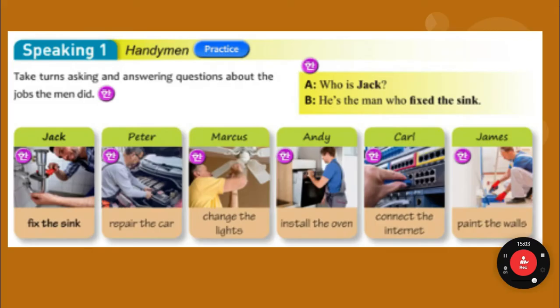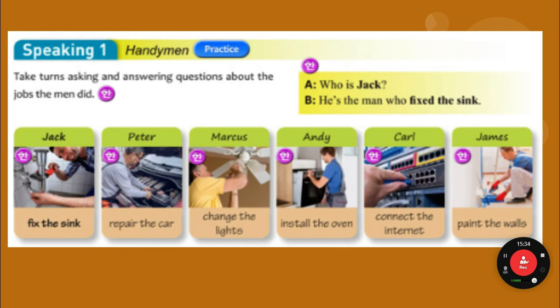Okay. Take turns asking and answering questions about the jobs men did. So somebody came in and fixed this person's house. It's called a handyman. We can just say handy person now because it could be male or female. Girls can do anything boys can do, so it could be handy person. Right now we're going to call it handyman because everyone in the picture is male. Who is Jack? He's the man who fixed the sink.